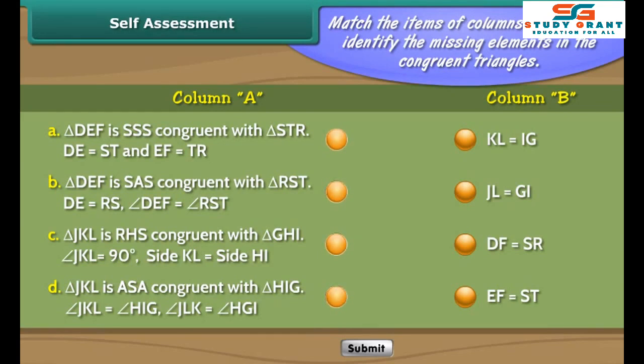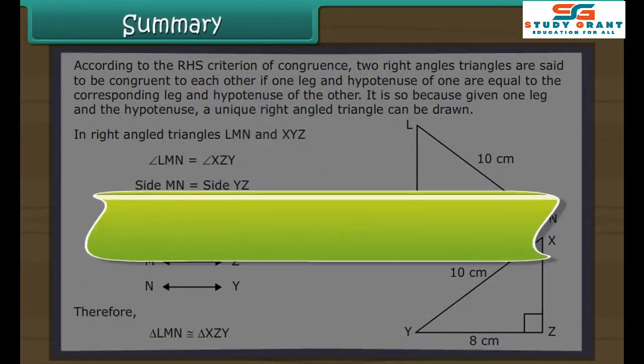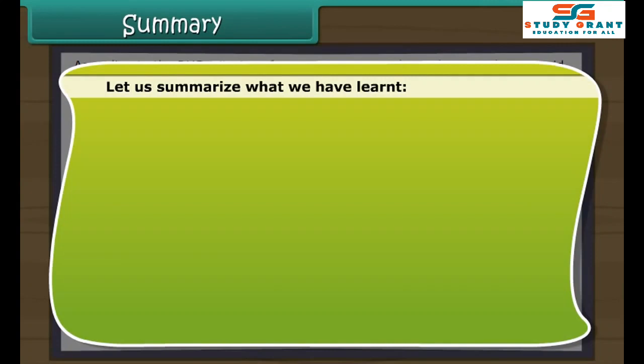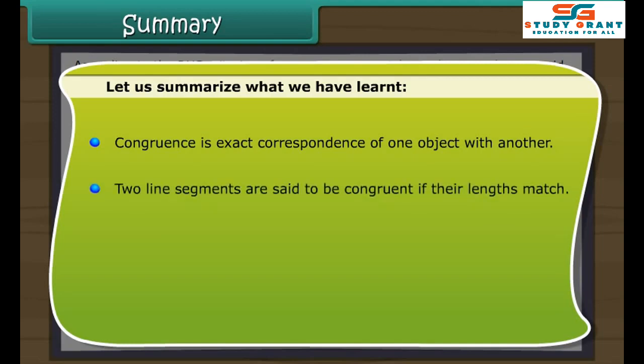Summary. Let us summarize what we have learned. Congruence is exact correspondence of one object with another. Two line segments are said to be congruent if their lengths match. Two angles are said to be congruent if their measures match. Two triangles are said to be congruent to each other according to the SSS criterion if all the three corresponding sides match.